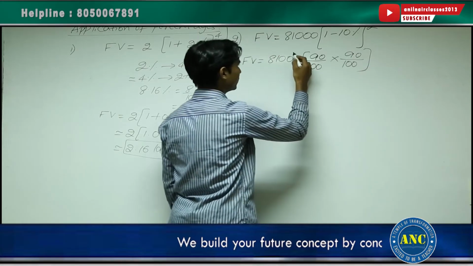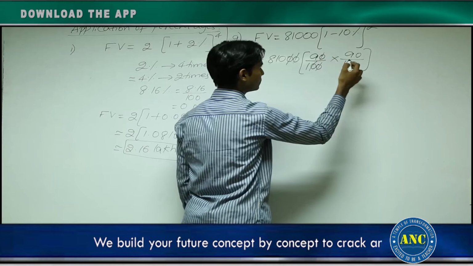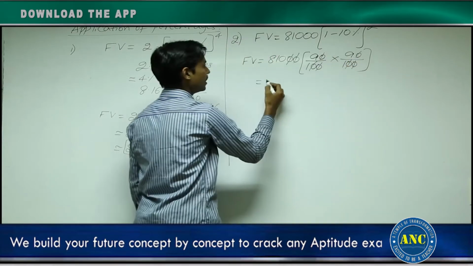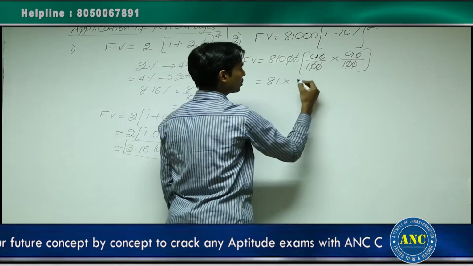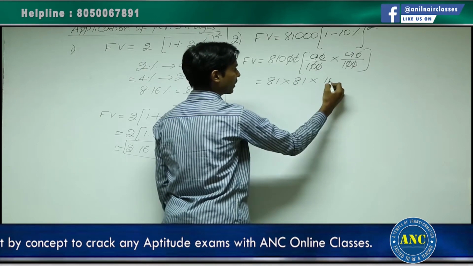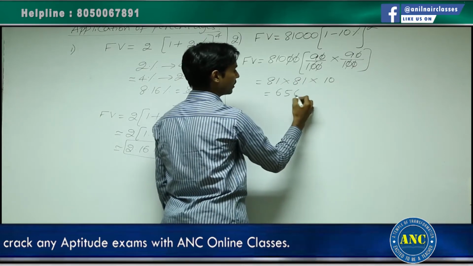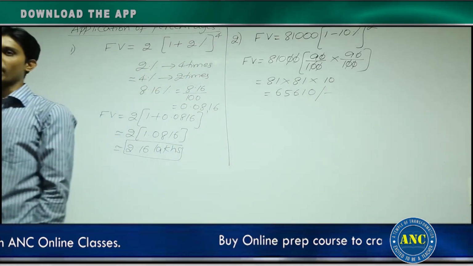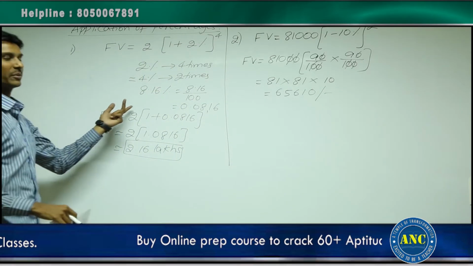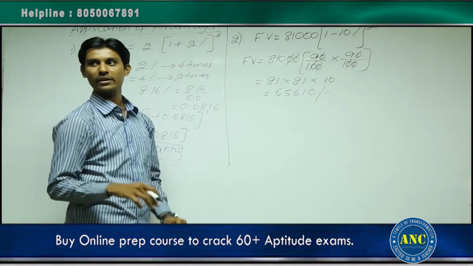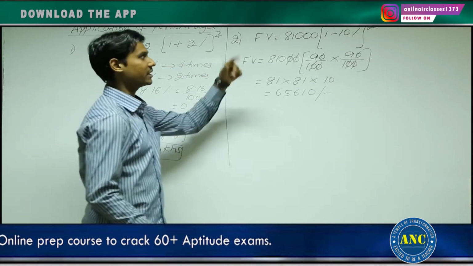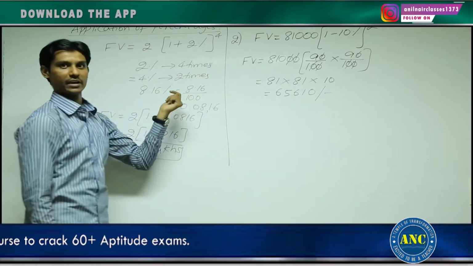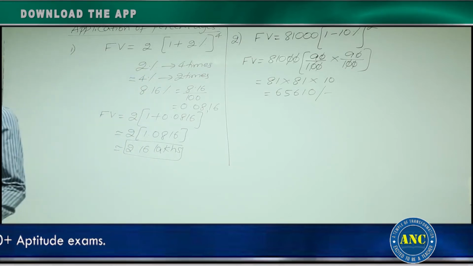If you simplify this, zeros will get cancelled. So it becomes 81 into 9 into 9 is also 81. One more 0 is pending. 81 square is 6561. 6561 into 10 is 65610. When the power is 2, you need not apply all this logic because you know how to find the square of a number in a better way, right? If the power is increasing, try to apply this logic. It all depends upon the number of years given in the question.